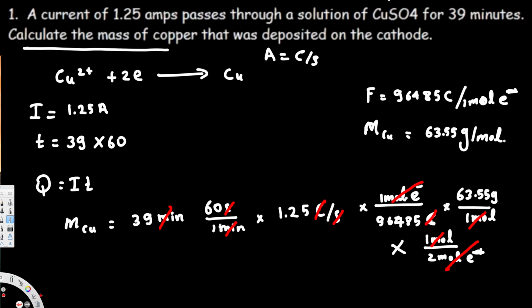Now all we have to do is find the final answer. If you multiply everything together, this is going to give you 0.963 gram, and that's going to be our final answer.